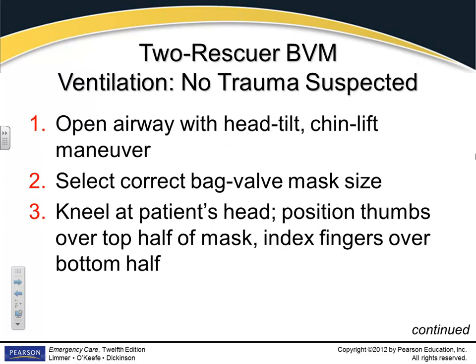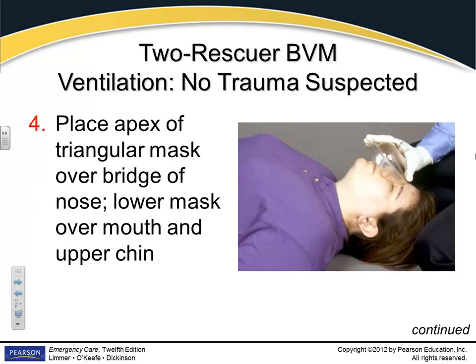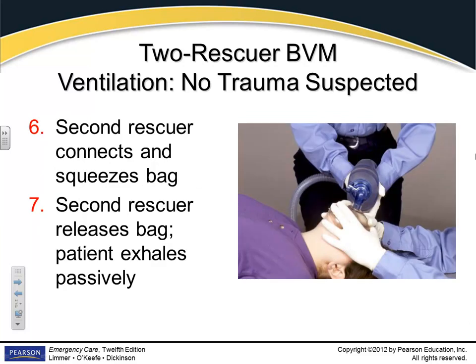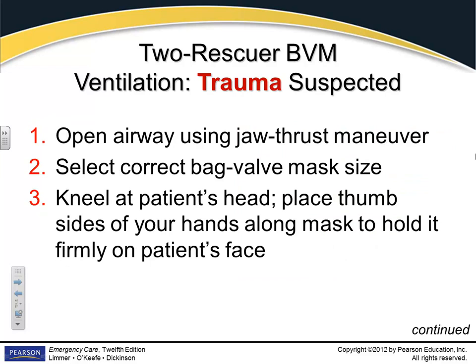So if your patient doesn't have a traumatic injury and you don't suspect a spinal injury, you're going to do the head tilt chin lift, right? We already did that. If you suspect they have a traumatic injury, then you're going to do the jaw thrust. This is going to be much more challenging for you. With these, you really do have to have two people. One to keep the jaw thrust in place and hold the mask, and then somebody else to squeeze the bag.